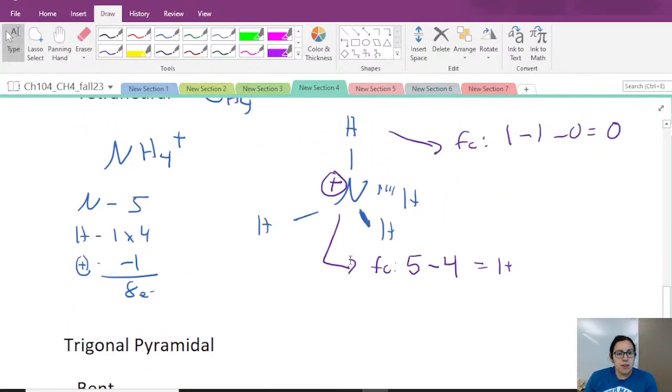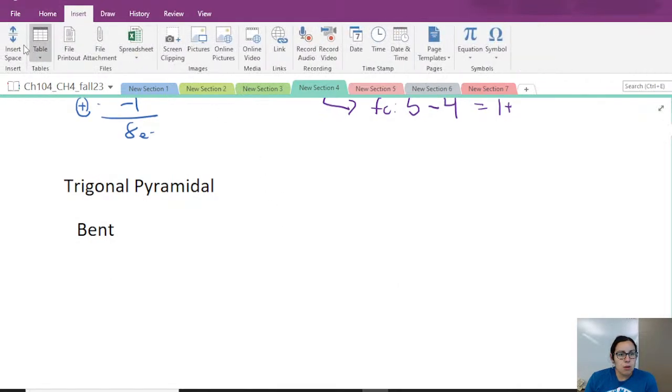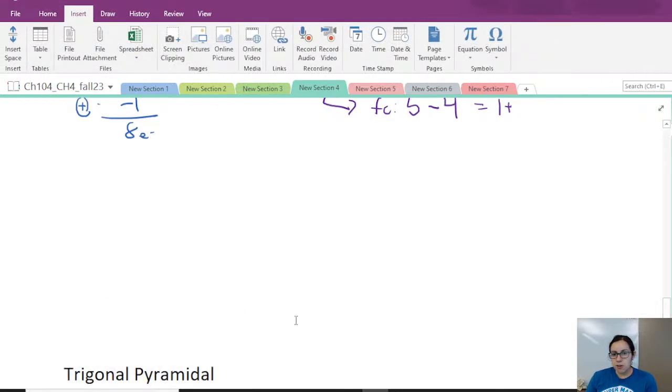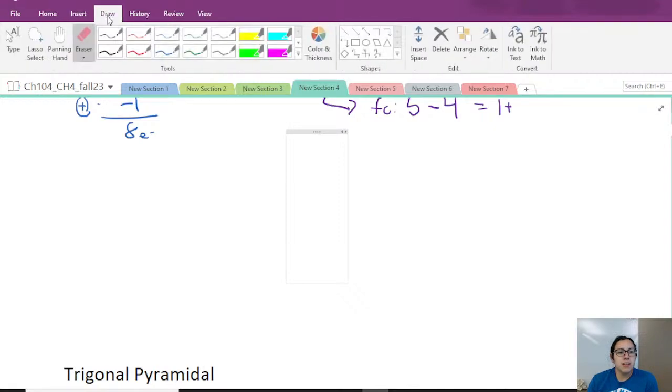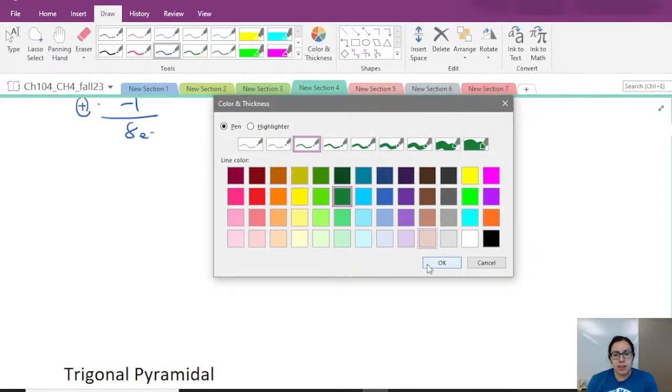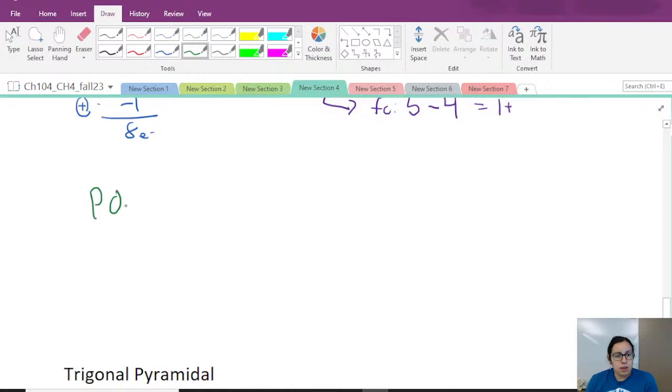So let's try another, what will be tetrahedral geometry. So that's kind of your hint. And so see what you can do with phosphate then. So PO4 3 minus phosphate. So see if you can draw out its Lewis dot structure. And so try to do the formal charges then.